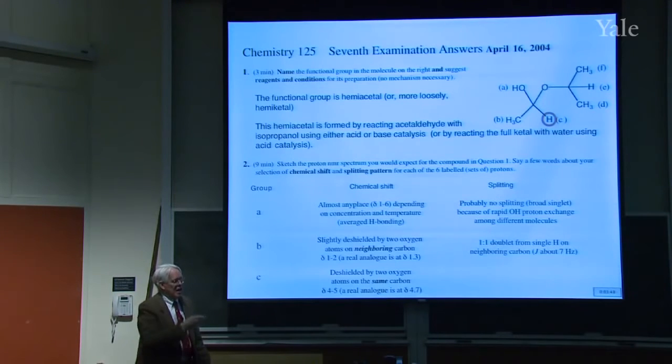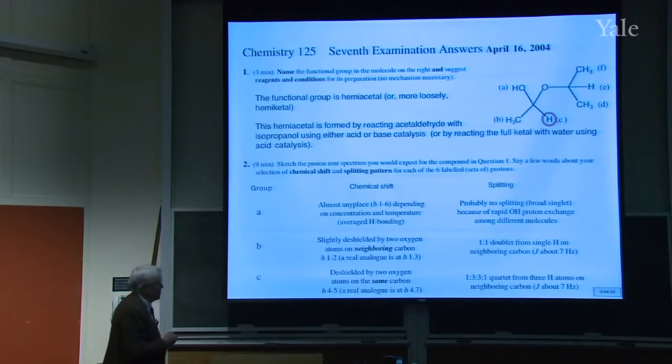Okay, now how about, Derek, now you tell us about the splitting of this one. I think it's a doublet of quadruplets, or a quadruplet of doublets. I don't know. If it were split by this, that makes it a quartet, right? Yeah. And this would make it a doublet, except we already said that that's probably exchanging. It would depend on the solvent, right? So probably it would just be a 1 to 3 to 3 to 1 quartet, right? And J about 7 hertz.